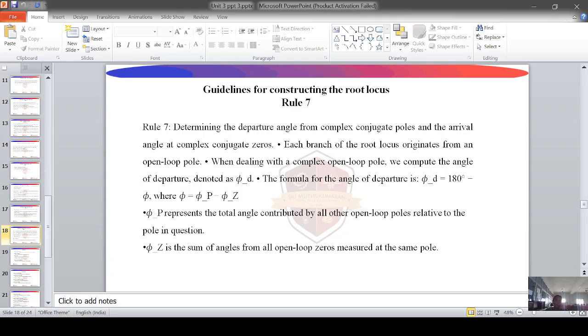Then guidelines for constructing the root locus. Rule 7: determine the departure angle from complex conjugate poles and the arrival angle at complex conjugate zeros. Each branch of the root locus originates from an open loop pole. So when dealing with a complex open loop pole, we compute the angle of departure, denoted as phi_d. The formula for the angle of departure is phi_d equal to 180 degrees minus phi_p plus phi_z. Here phi_p represents the total angle contributed by all other open loop poles relative to the pole in question. Phi_z is the sum of angles from all open loop zeros measured at the same pole.